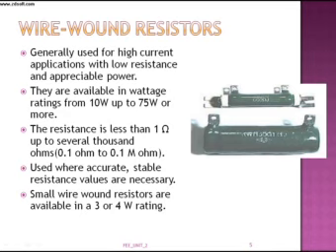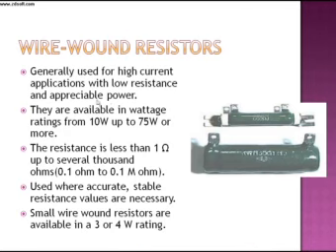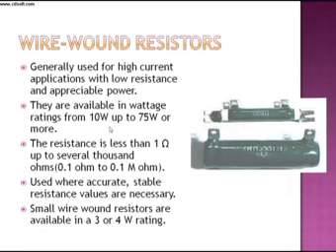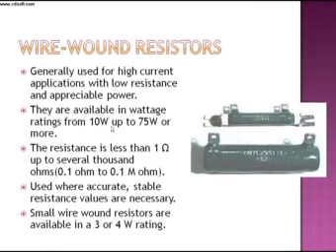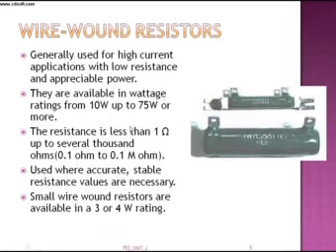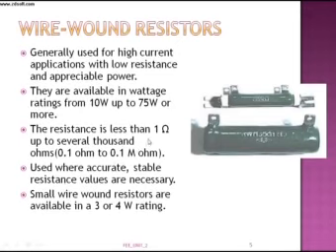These wire wound resistors are used for higher current applications with lower resistance and appreciable power. They are available with a wattage range from 10 watts up to 75 watts or even more. The resistance is available from 1 ohm up to several thousand ohms. They provide an accurate resistance and the circuit will be stable. Small wire wound resistors are available in ratings of 3 watts or 4 watts.